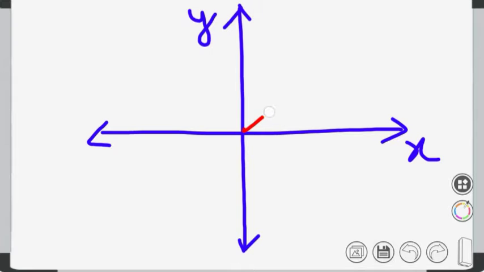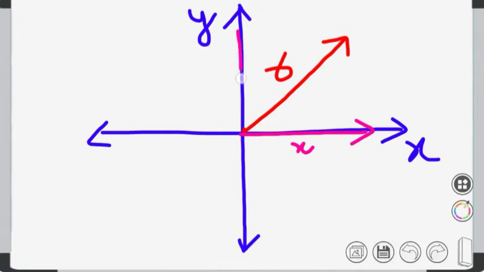Draw a vector quantity or a force, say R. Its reflection on x-axis will be like this. Its reflection on y-axis will be like this, which will be equals to this. So we will say it as y because it is the y reflection on y-axis, and this angle will be theta.